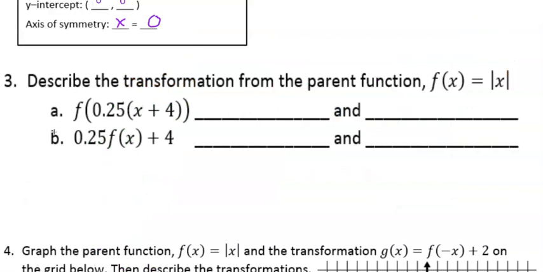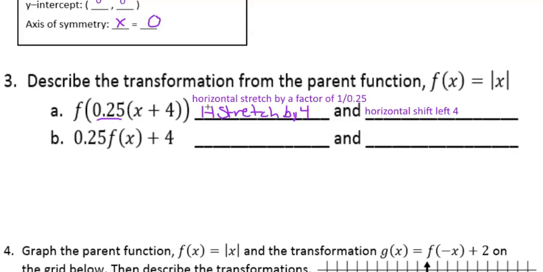Number 3. Describe the transformation from the parent function f(x) equals the absolute value of x. On part A, it says f(x) equals the absolute value of 0.25 times (x plus 4). So the new slope is on the inside, so that means it's horizontal. It is a horizontal stretch by a factor of 4. And it is a horizontal shift to the left 4.